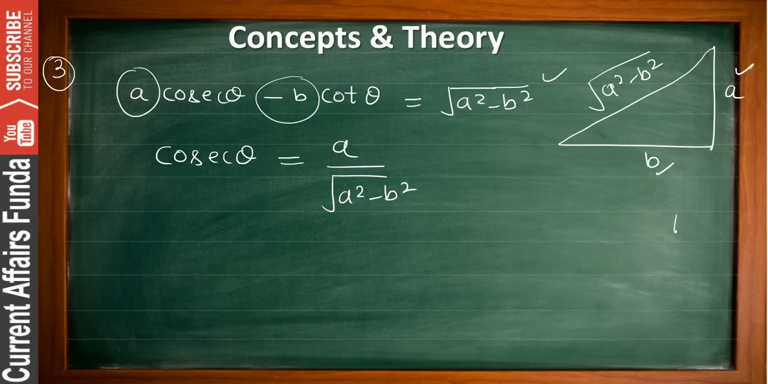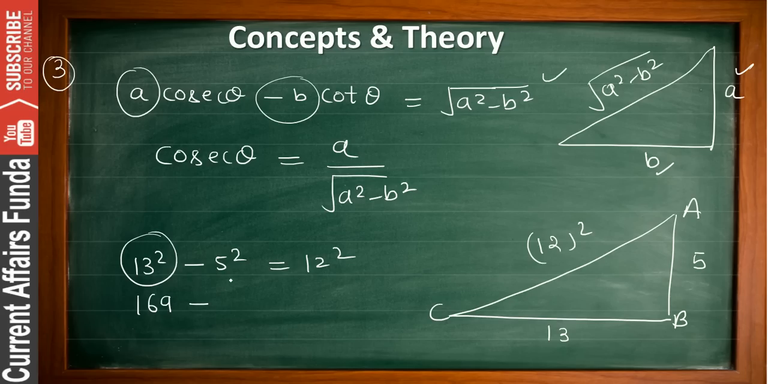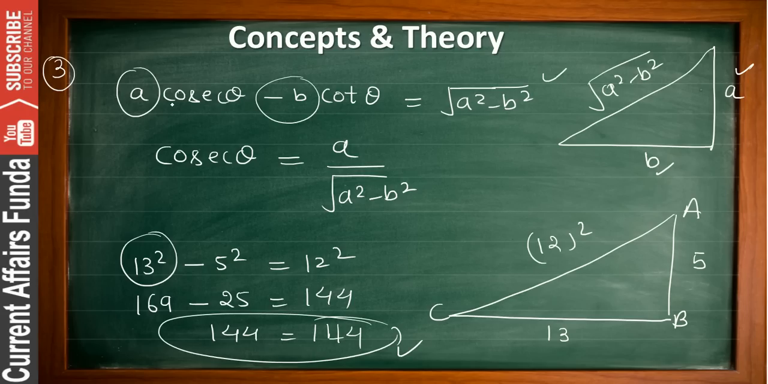Suppose, let me write down a proper example for you. This one, A, B, and C. So this side is 5, and this one is 13. This one will be 12 square. How? See, 13 square minus 5 square gives you 12 square. 13 square is 169, and 5 square is 25, and 12 square is 144. 169 minus 25 gives you 144, and this is also 144. So both are equal. That's why I'm telling you these are the types of triplet.